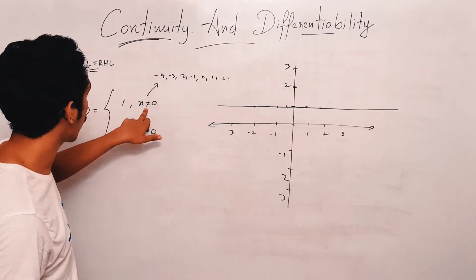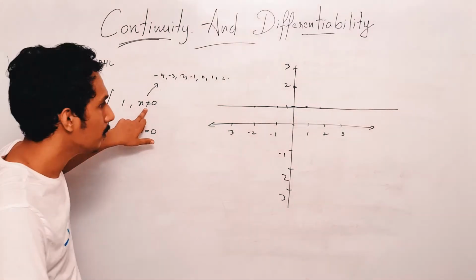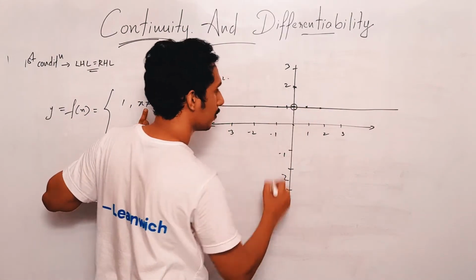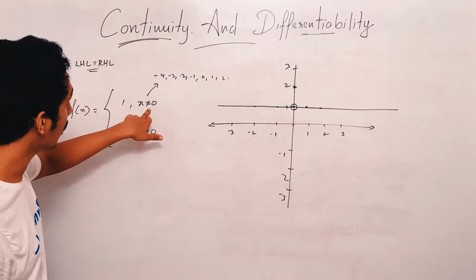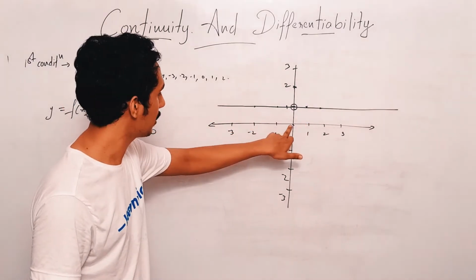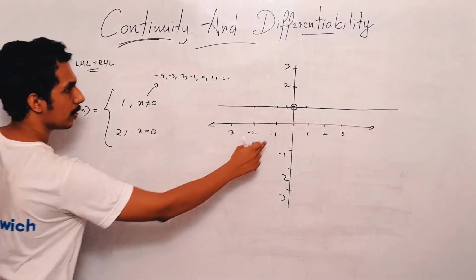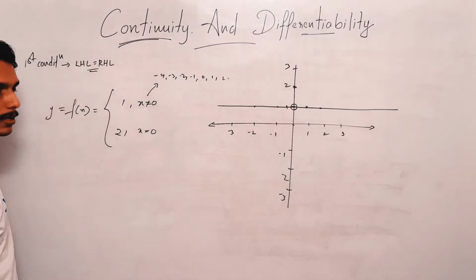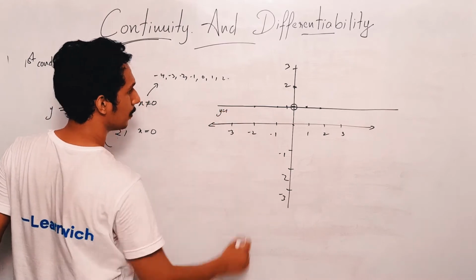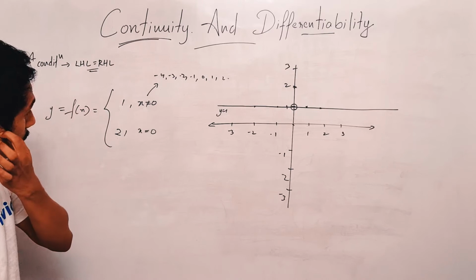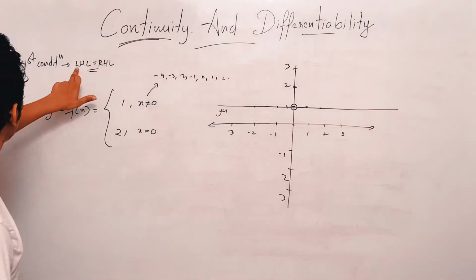So this is for all values of x not equal to 0. So this point in this line is not there. That is, for x not equal to 0, it is 1. So at x equal to 0, this point is not there. But for x equal to 0, what is there? 2 is there. Understood? So this is y equal to 1 and this is 2. This is the point 2, 2. So let's understand with this function.